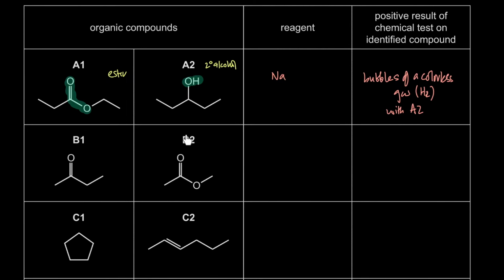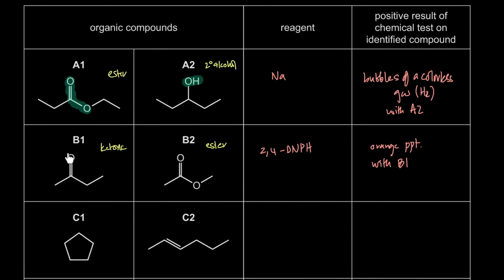Okay, what about B1 and B2? B1 is butanone, and B2 is methyl ethanoate. It's an ester. So to distinguish between a ketone and an ester, we can use 2,4-DNPH, or 2,4-dinitrophenylhydrazine. That's a test for carbonyl compounds, and we would see an orange precipitate with the ketone, and there would be no result with the ester. Again, 2,4-DNPH can be used to test for aldehydes or ketones. So, orange precipitate with compound B1.